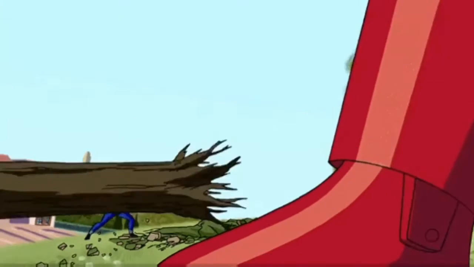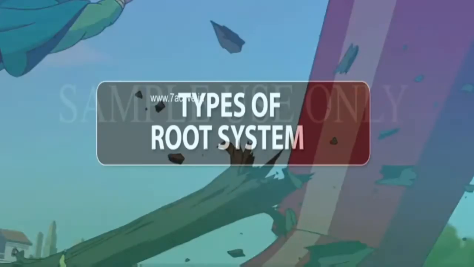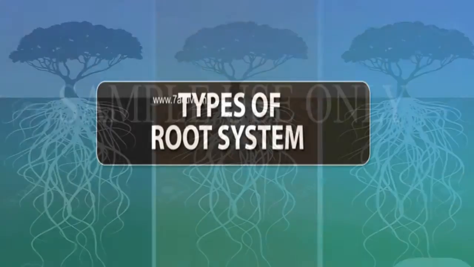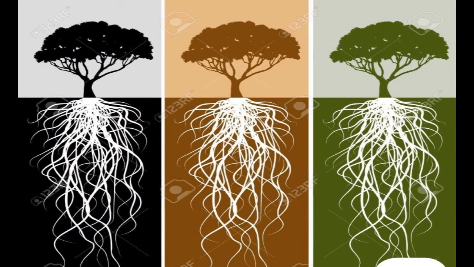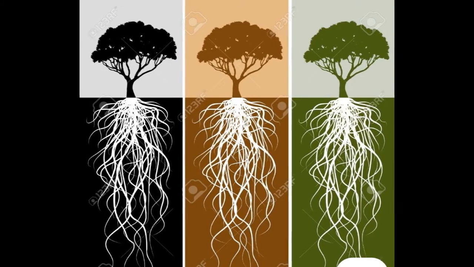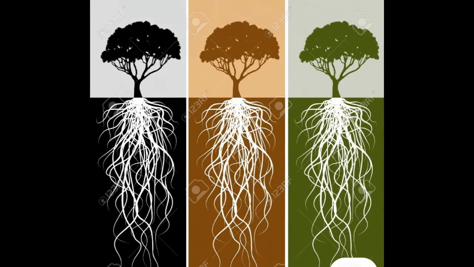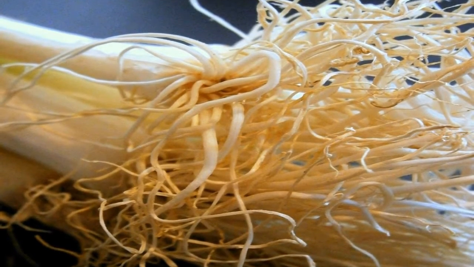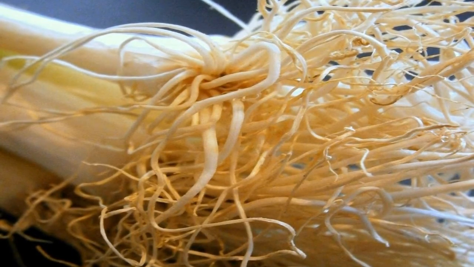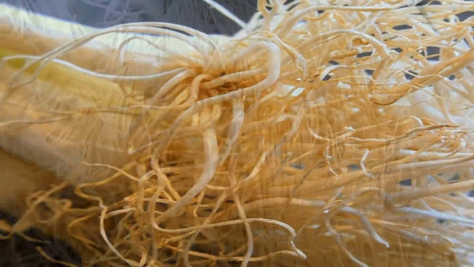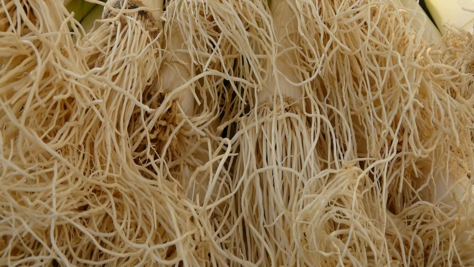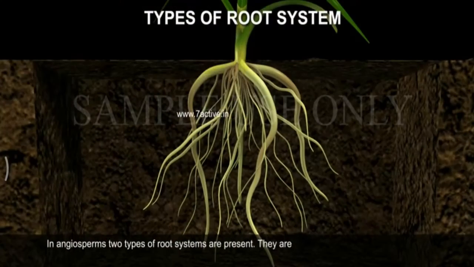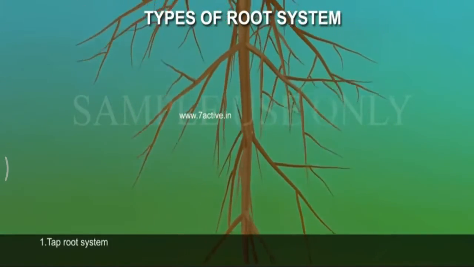All plants don't have the same types of root. You have to remember this. Once you take the plant out from the soil, you will find some thread-like structure below the plant. That thread-like structure is actually root. So all plants don't have the same kind of roots. We can divide roots into two types: taproot and fibrous root.